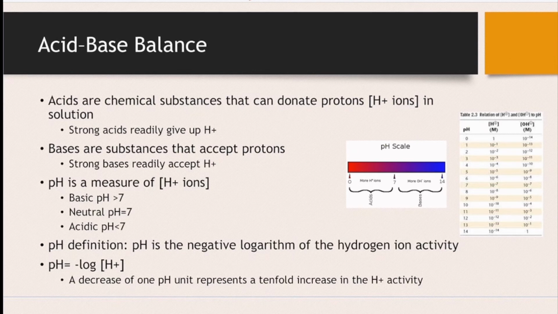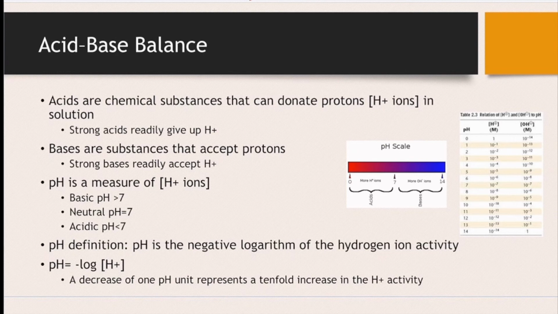So, like I said before, acids are chemical substances that can donate protons, or you might also see protons notated as H plus ions in solution, and a strong acid is going to readily give up that proton. A base is what's going to accept the proton from that acid, and strong bases are going to readily accept that proton. So pH is essentially just a measure of those protons, or of those H plus ions. And as you guys already know, a basic pH is any pH that's greater than 7. Neutral pH comes out at exactly 7, and acidic is anything that goes below 7.